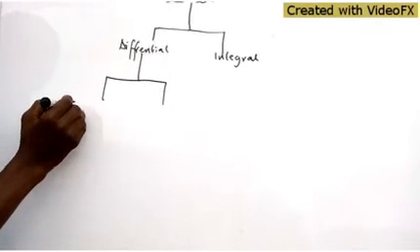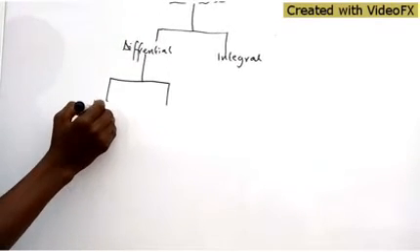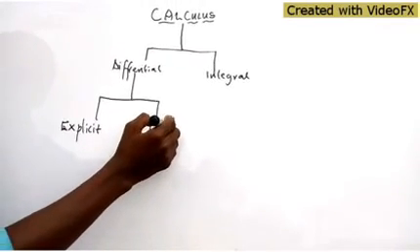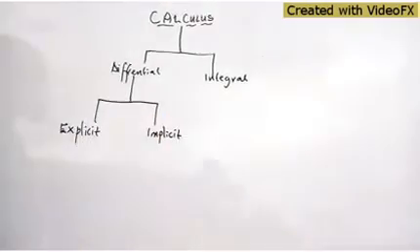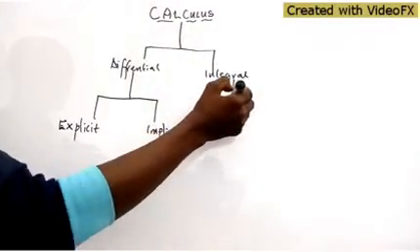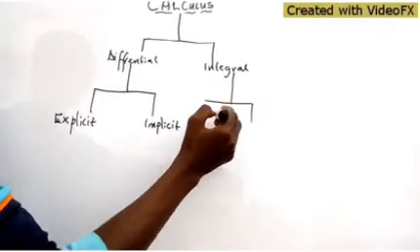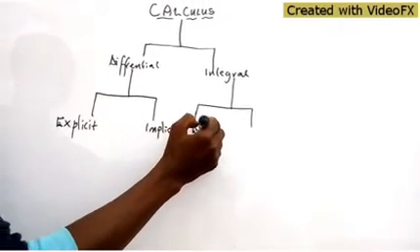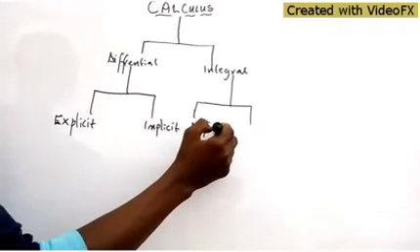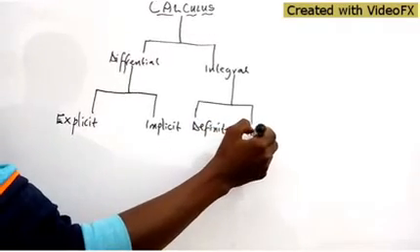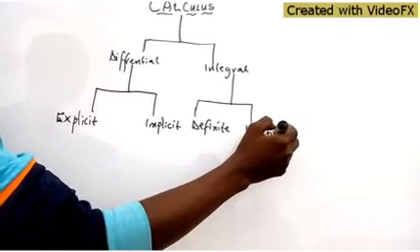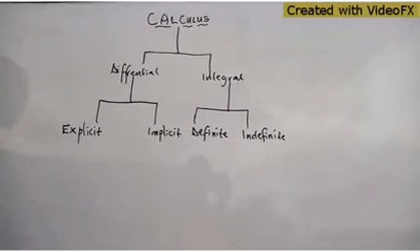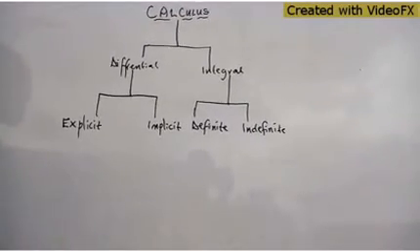But our differential calculus is also divided into two. We have the explicit function and the implicit function. Likewise, our integral part is also divided into two. We have the definite integral and the indefinite integral. Let's explain each of them.